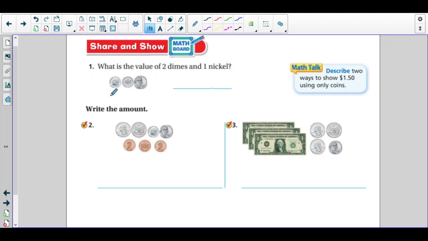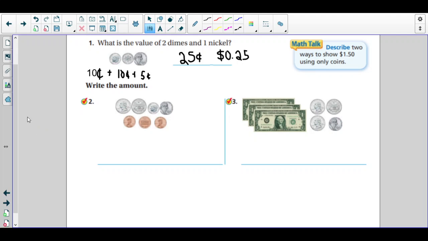Well, 2 dimes, that's going to give me 10 cents. I think that was right. Nope. Trying to get a cent sign in there. We'll just do this. 10 cents plus 10 cents plus 5 cents. We can write that one of 2 ways. We can say 25 cents, or we can say $0.25.